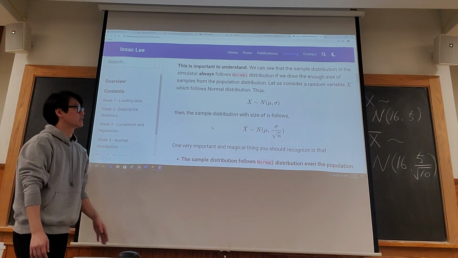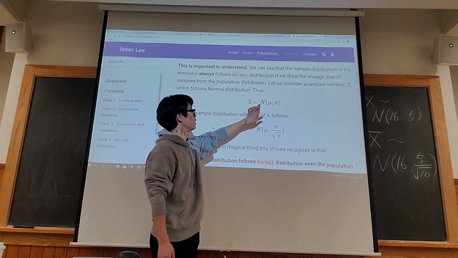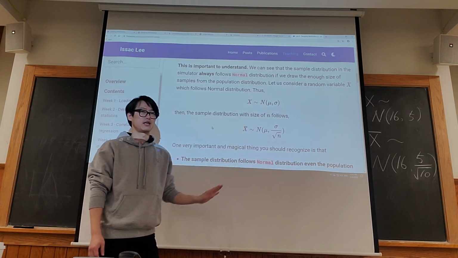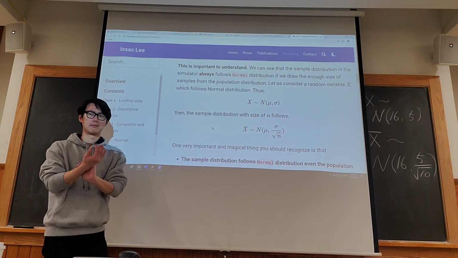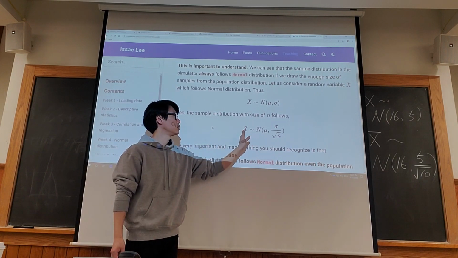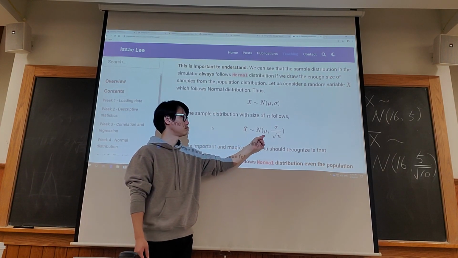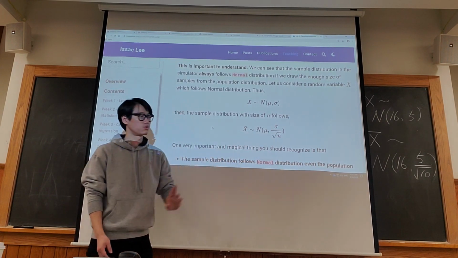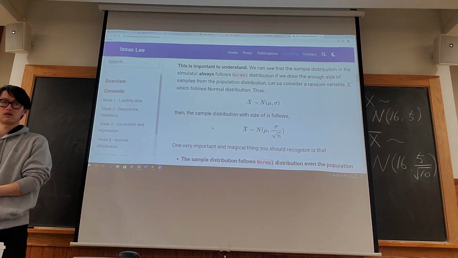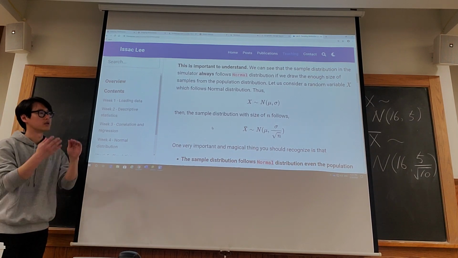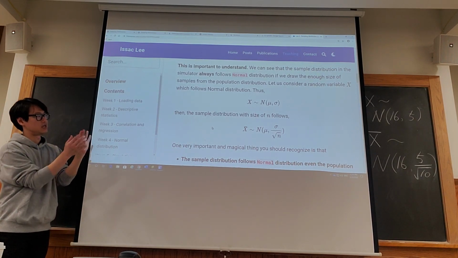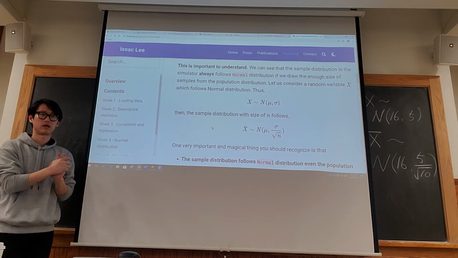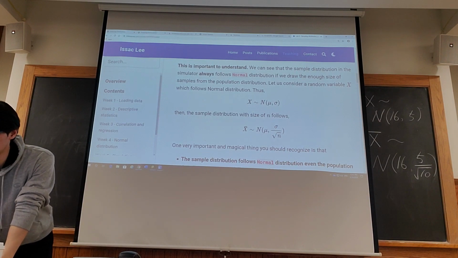I can say this. If my population distribution follows the normal distribution mu sigma, my distribution of the sample mean will follow the same normal distribution, same mean, but with the standard deviation sigma over square root of n. Okay? So now we know that that happens when the population distribution is normal.